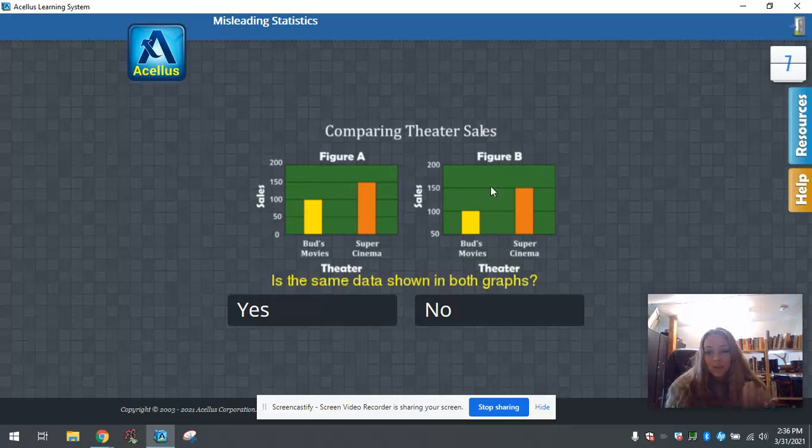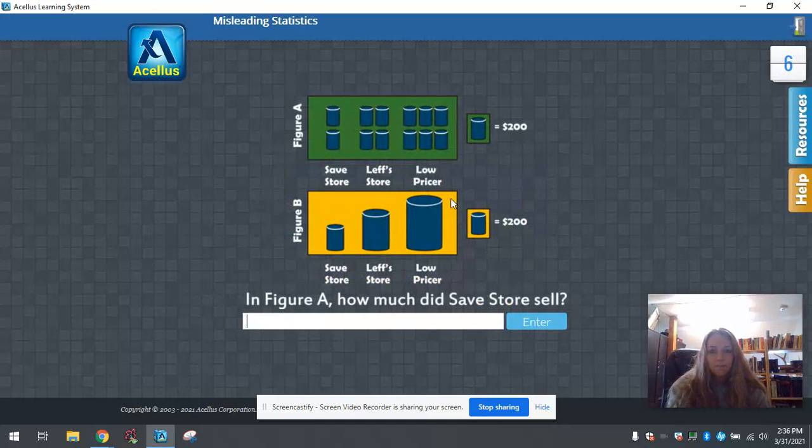And the same with graph B. Bud's Movies was at 100 and Super Cinema was at 150. The difference is that this one starts at 50 and this one starts at 0, but they really represent the same thing. So the same data is shown in both graphs.